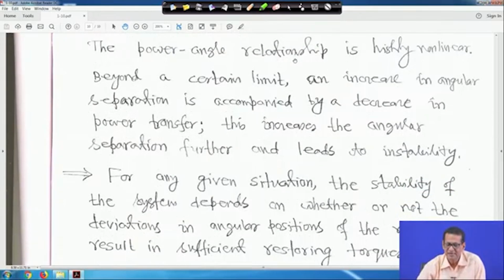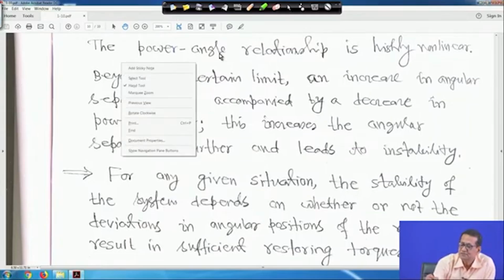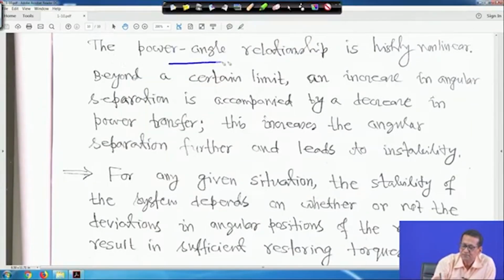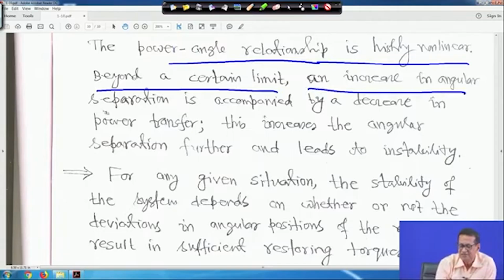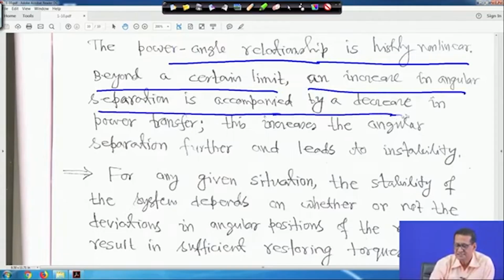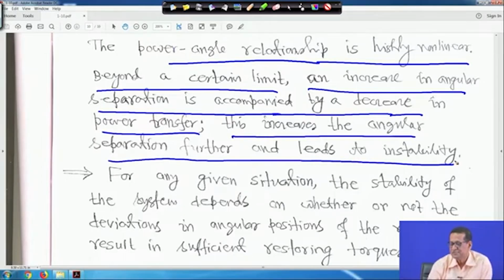The power angle relationship is highly non-linear. Beyond a certain limit, an increase in angular separation is accompanied by a decrease in the power transfer. This actually increases the angular separation further and leads to instability. You know that it is a sine function, or for a large system many other non-linearities are involved.